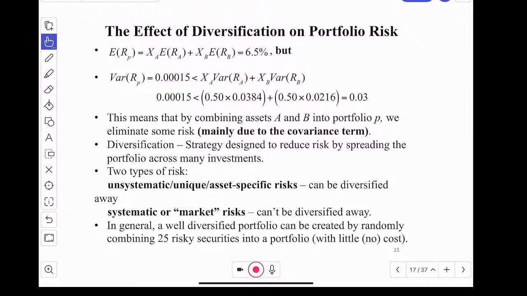So it's clear that holding them together gives you a much better return than holding them separately, like sometimes holding A, sometimes holding B, and on average getting a return. It's better to hold them together in a portfolio consistently. So this means that combining assets A and B into portfolio P, we eliminate some risk, mainly due to the covariance term, where diversification is a strategy designed to reduce risk by spreading the portfolio across many investments. And it is true, you can diversify away some risk. That's known as the unsystematic or the asset-specific risk that is unique. However, you can't diversify away all risk.